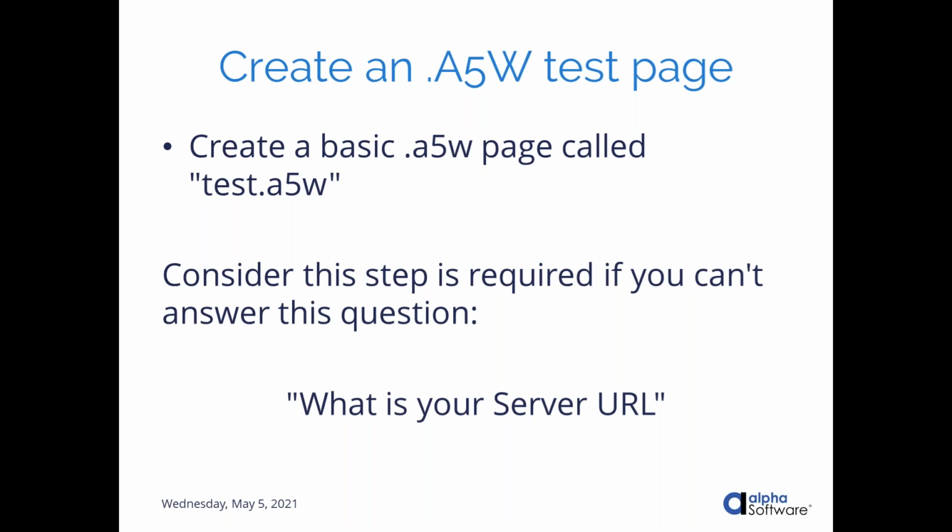Another thing you want to consider doing, and you really only need to do this if you can't answer the question, what is your server URL, is to make a test A5W page that you are going to publish and then later open so that you can answer that question, what is your server URL. It's really important to know what your server URL is, and that's not necessarily the same thing as where your apps get downloaded for install.